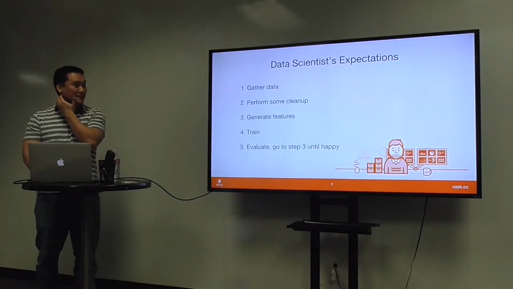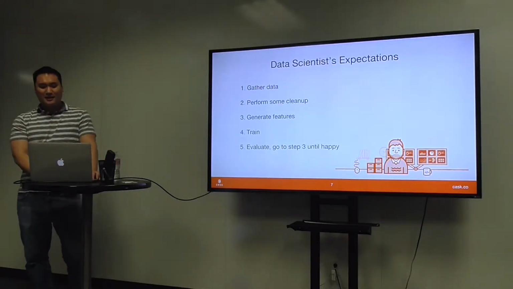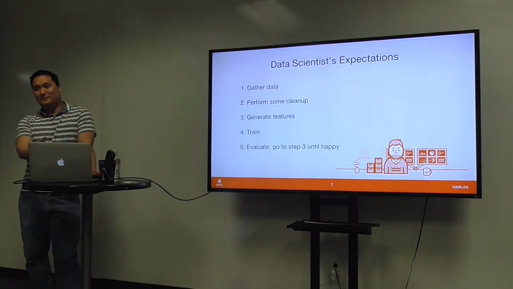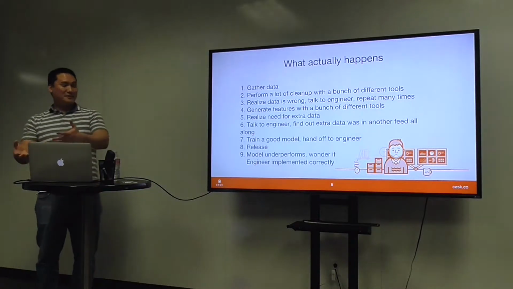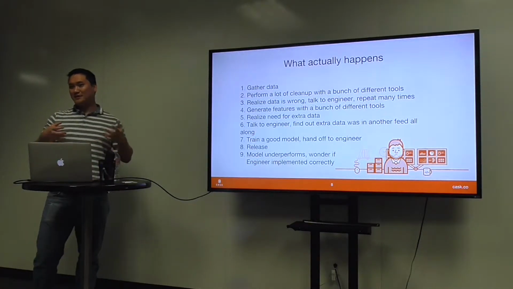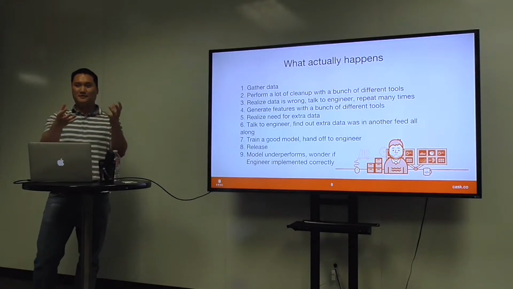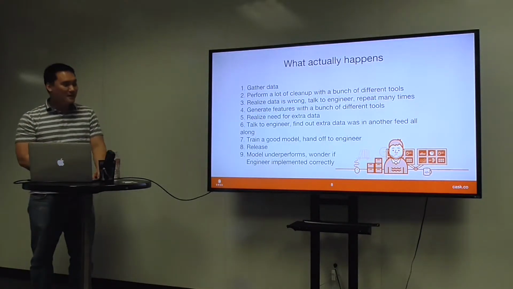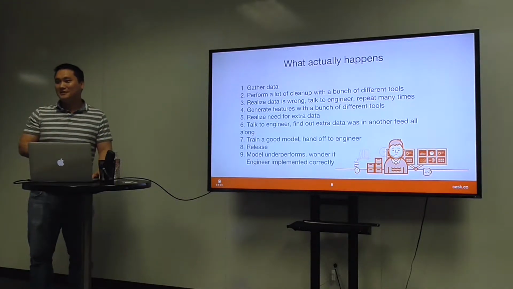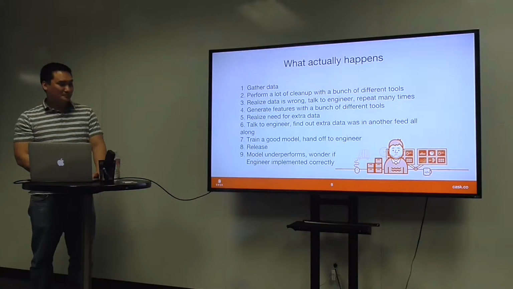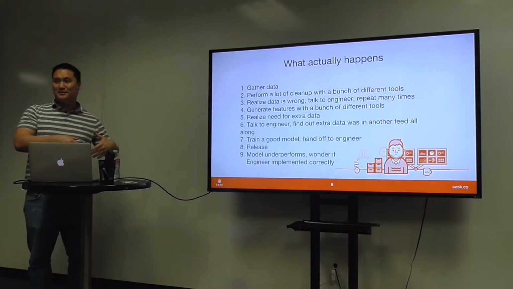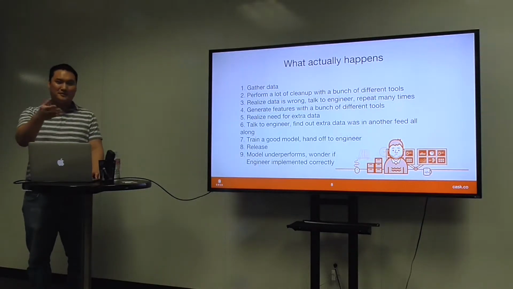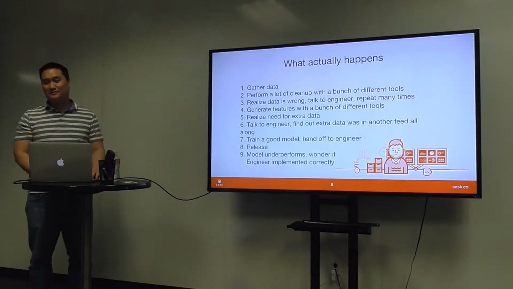And similarly for the data scientists, right? Their expectation is I'll just get some data, I'll perform some cleanup, generate my features, I'll train, and I'll evaluate, and repeat until I'm happy with it, hand it off to engineering. We're all good. But what actually happens for them is they gather a bunch of data, they perform cleanup using a bunch of different tools, because there's not a single place where they can do everything they want. They realize the data is wrong, talk to the engineer to see if they can get it fixed. They start generating their features and they realize, hey, actually, I need a bunch of different data. Talk to the person and realize, oh, that data was already there, but in a feed that I didn't know about, because I have no governance and I have no discoverability.